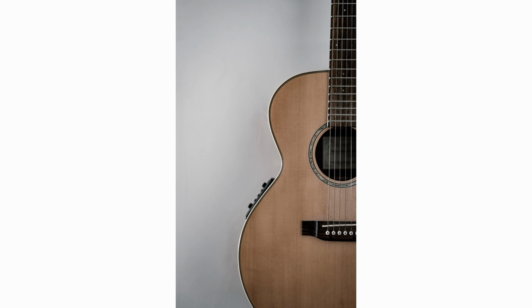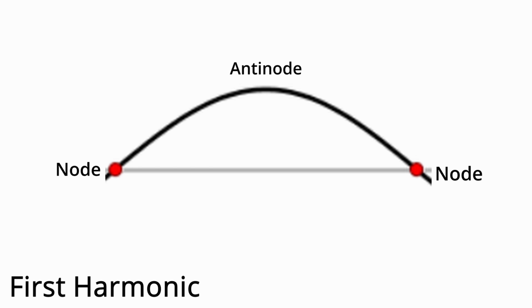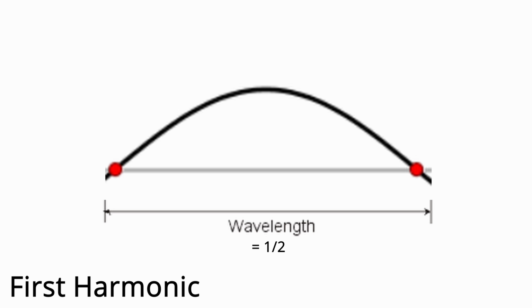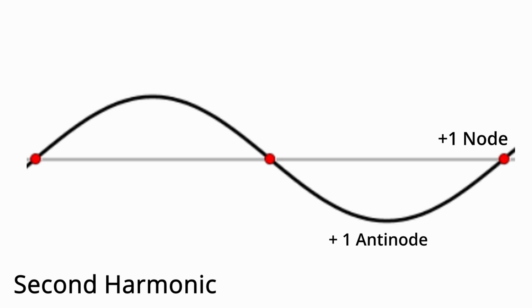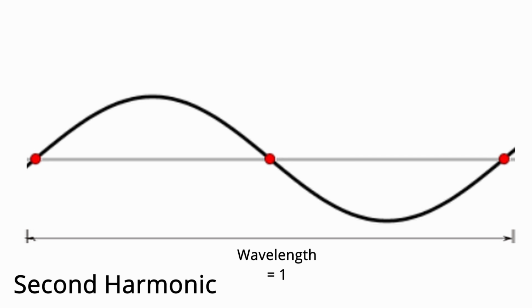Take a guitar string, for example, one that is fixed on both ends. The fundamental, the first harmonic, would have two nodes at the end and one antinode in the center, creating a wave with 1/2 of a wavelength, since it only has one peak. Adding another node and antinode would make the second harmonic, spanning a wavelength of 1.